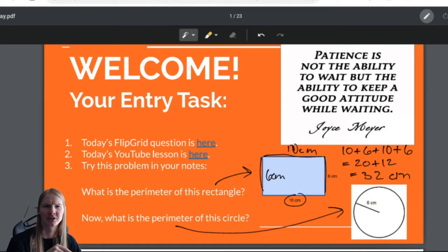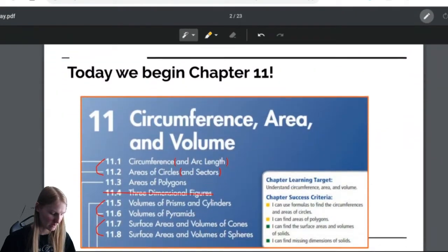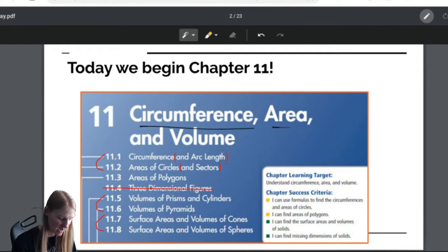Well, the circle doesn't have sides, so that makes it a little bit different and a little bit interesting. That's actually what we're going to learn about today. So, today we begin chapter 11, which is all about circumference, area, and volume.